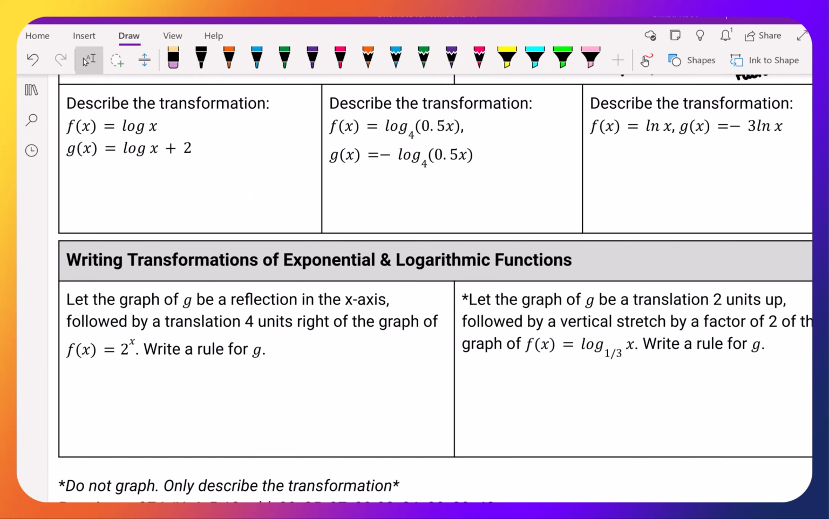Okay, so now what I want you to do is pause the video and work these 3 examples out, and then unpause when you're ready to check.